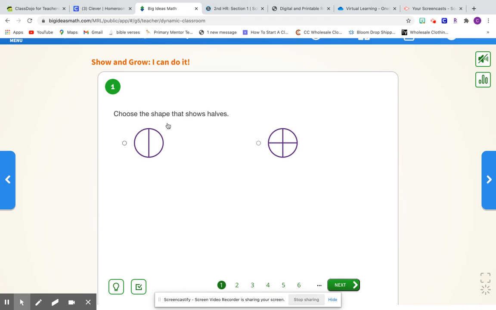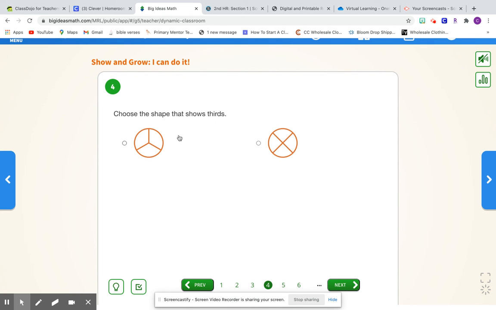All right, so this one says choose the shape that shows halves. So that circle is split into halves. Choose the shape that shows halves. Well, this one's thirds. This one would be halves. Choose the shape that's split into thirds. Well, this one's split in half, and this one is split into 1, 2, 3 thirds.